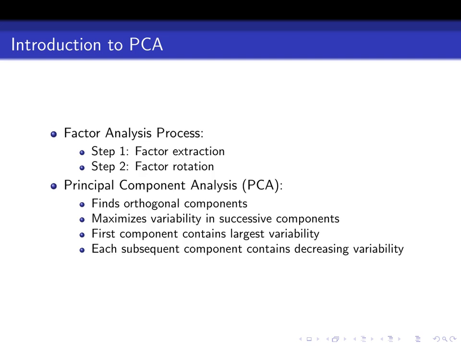Let's start by understanding what PCA really is. Factor analysis is a two-step process involving factor extraction and factor rotation. PCA is a specific technique that finds orthogonal components, which means each component is independent of the others. What makes PCA special is how it organizes these components. It maximizes variability in successive components, with the first component containing the largest variability and each subsequent component containing less.